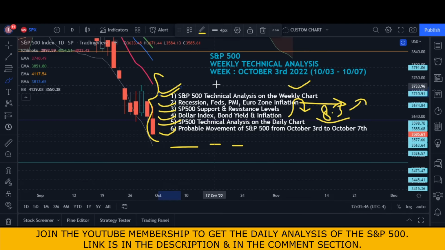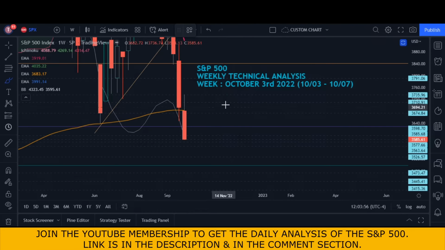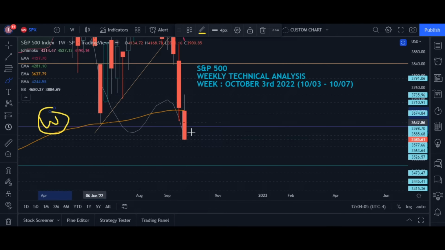Now guys, let's begin with the S&P 500 technical analysis on the weekly chart. Guys, this is the weekly chart of the S&P 500. So let me write it down, the weekly chart. W as in weekly. Weekly means that one candle represents 1 week, not 1 day or 1 hour or 1 minute. One candle means one entire week, Monday to Friday.